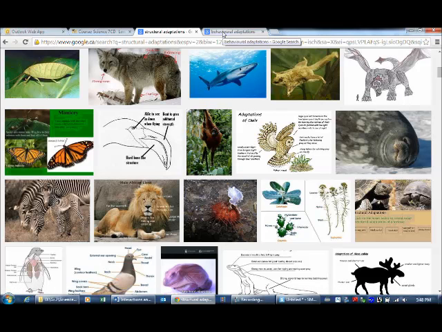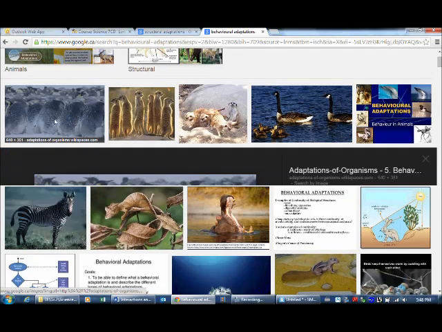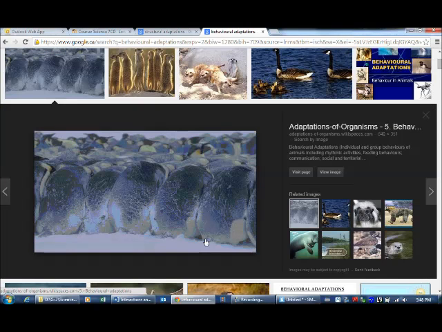Some examples of behavioral adaptations now. Let's take a look at some of these. Oh, here's another fun one to talk about, and that's penguins. What are these penguins doing to help them survive? They're in very cold environments, right? And so what they do is they huddle together, and they use one another to retain body heat, and that prevents them from getting too cold and dying, really.